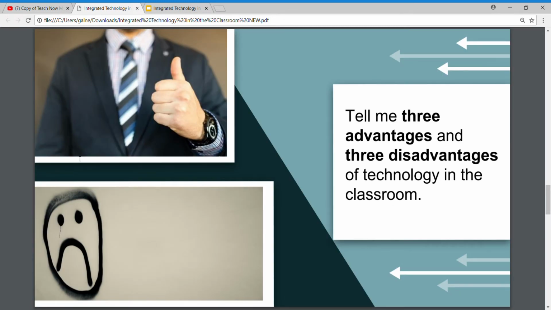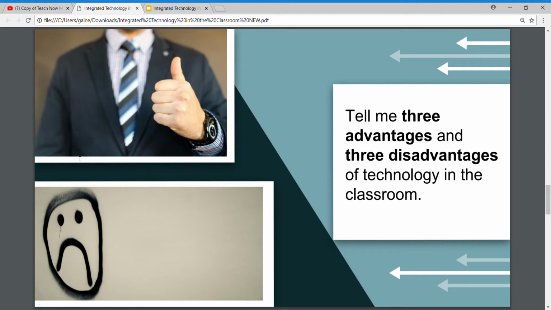Next, I asked him to tell me 3 advantages and 3 disadvantages of technology in the classroom. What he said was some of the advantages were that using technology in the classroom will help prepare students for the future, because they will need it in any future job that they have. So it is quite a valuable skill to have.